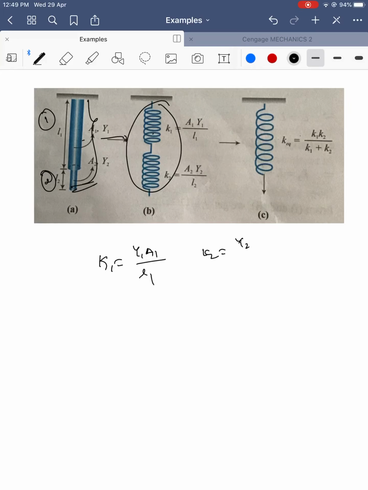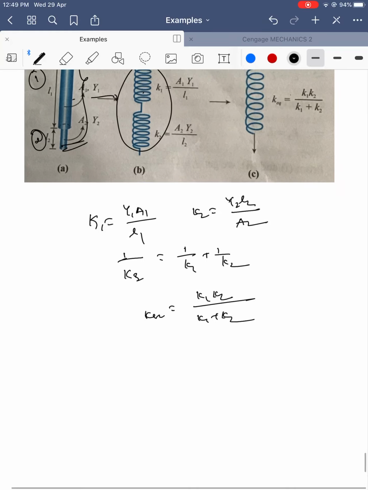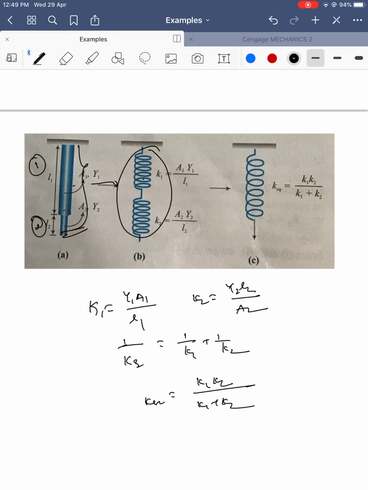K2 is equal to Y2 A2 by L2. These two are in series, so 1 by K equivalent is equal to 1 by K1 plus 1 by K2. K equivalent can be written as K1 K2 by K1 plus K2. Sir, what is the meaning of K equivalent? Instead of these two rods, I am going to keep a single rod.